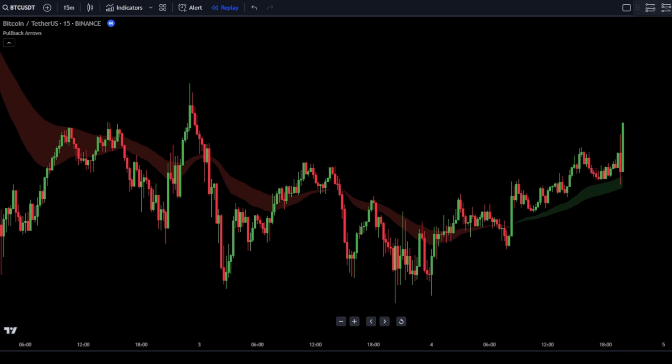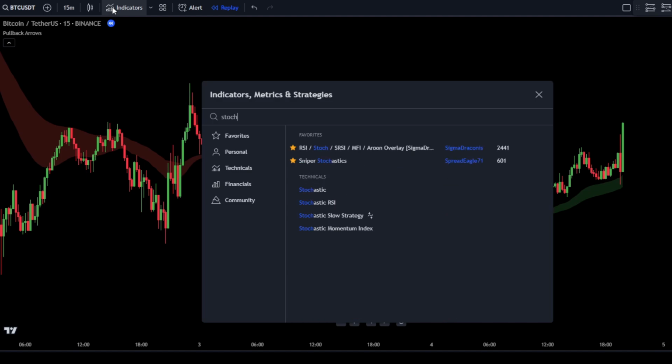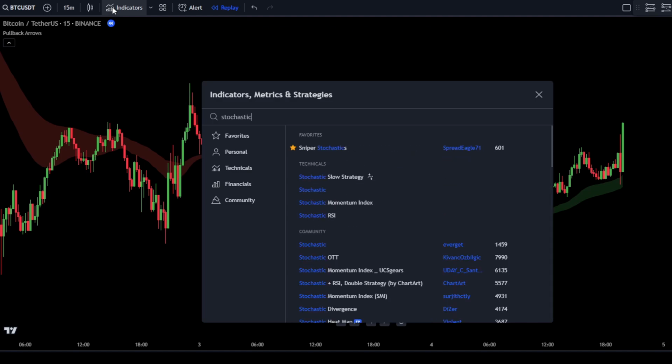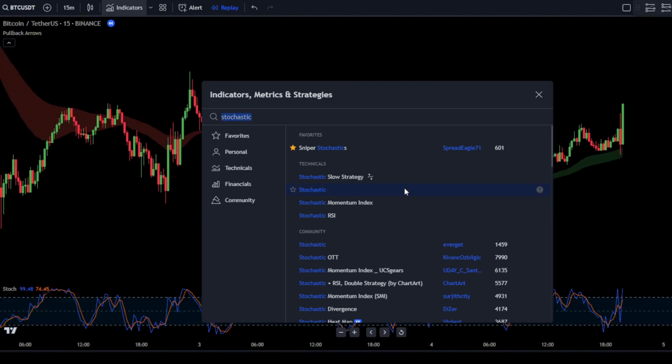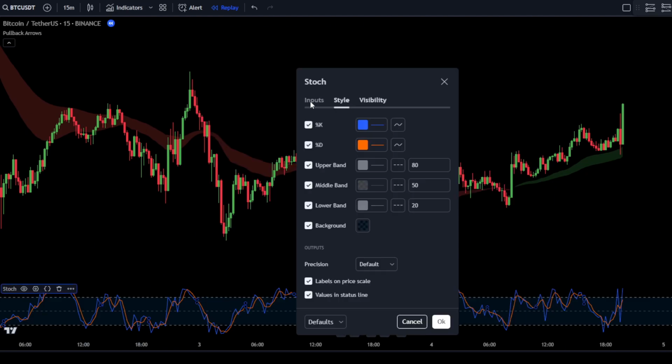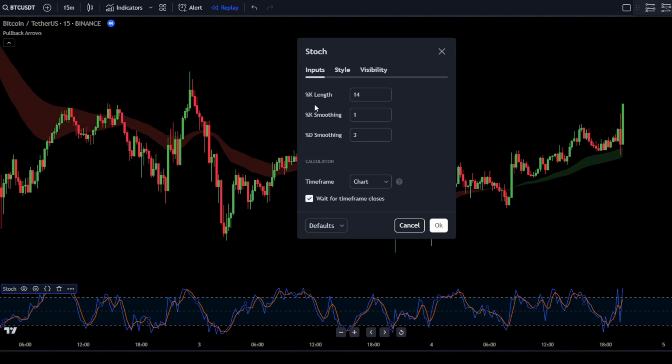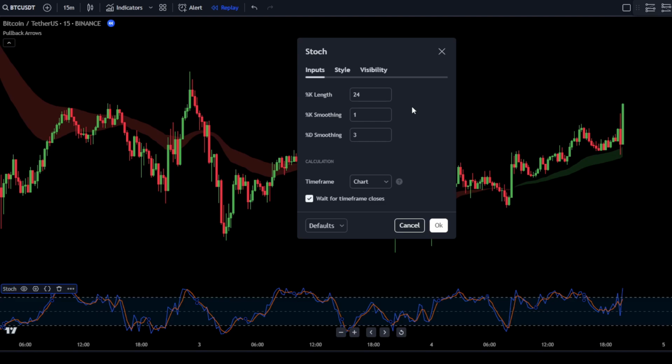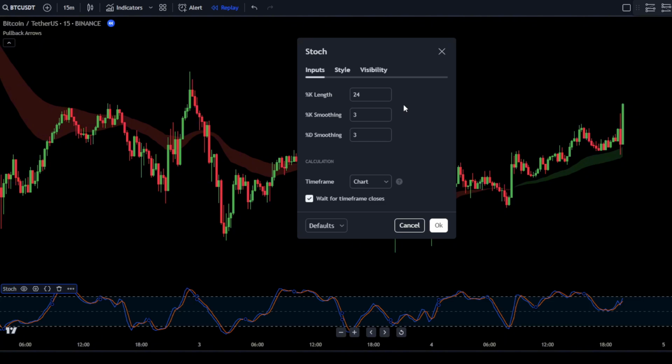Now, let's add the second indicator, which will serve as a guide for placing entries in the market. Go to the Search Indicators tab, then type Stochastic. Next, select the default Stochastic Indicator from TradingView. After that, configure the Stochastic Indicator. In the Input tab, change the %K length to 24. Set the %K smoothing to 3. Then change the %D smoothing to 3 as well.